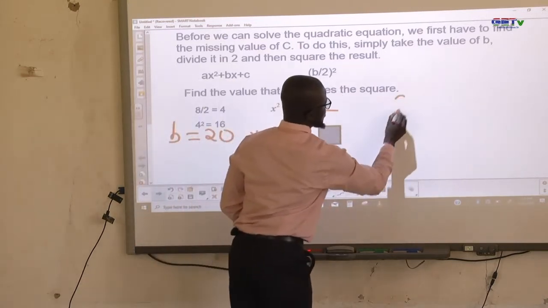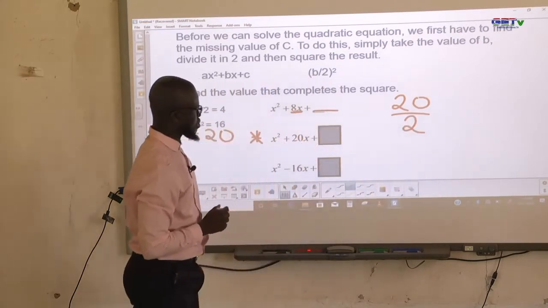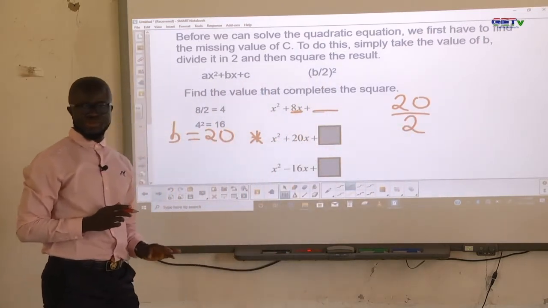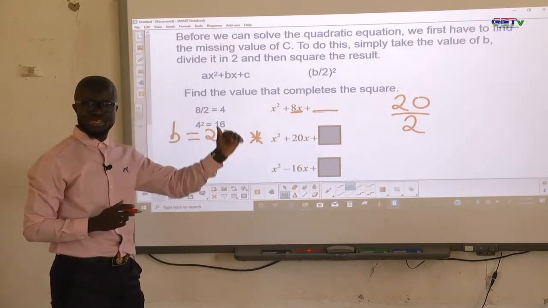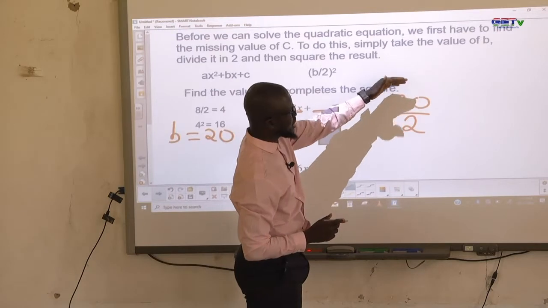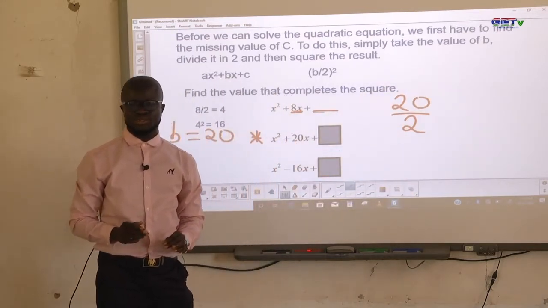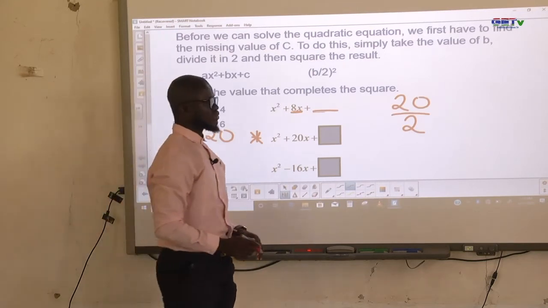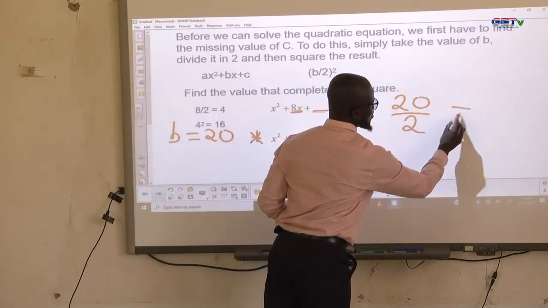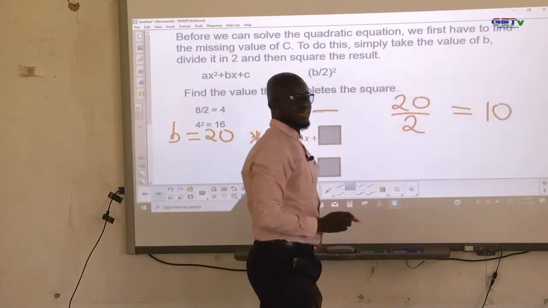So we will divide 20 by 2. That is the second step. We will move step by step gradually to the final answer. Now, since we have 20 divided by 2, who can give us the answer to that? 20 divided by 2, the answer is 10.